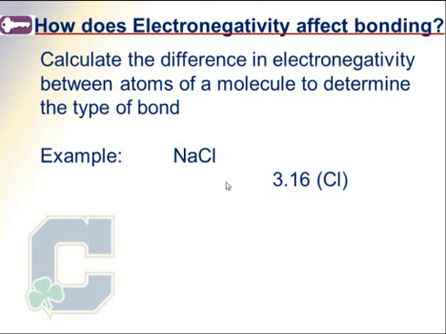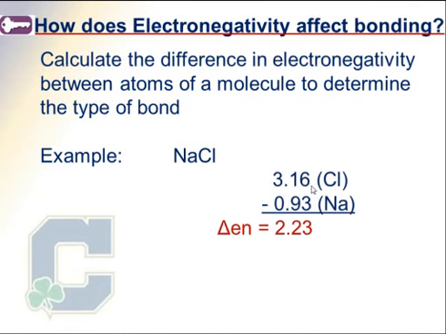Okay? So, anyhow. For Cl, the electronegativity is 3.16. Again, I don't expect you to know that off the top of your head. Find it on the periodic table. For Na, it's 0.93. Now, when I subtract those two, I get a difference in electronegativity, or a delta EN, delta obviously meaning change or difference, and EN meaning electronegativity, of 2.23. So that is the difference of electronegativity between the two.